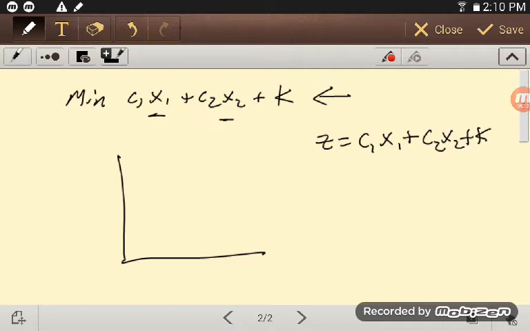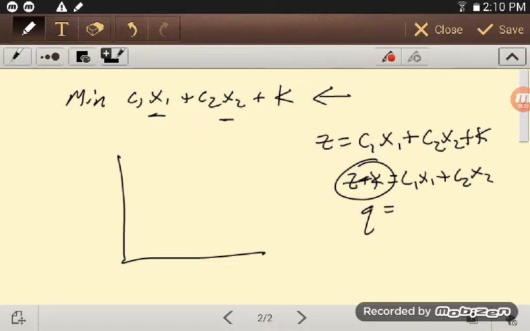Well, okay, move the k over here. z minus k is equal to c1x1 plus c2x2, and I can rename z minus k as anything. How about q? We hardly ever use a q in a place like that, so we'll do that, right?